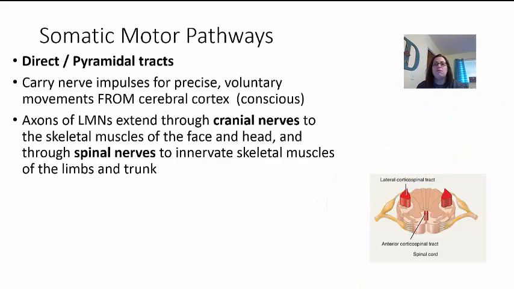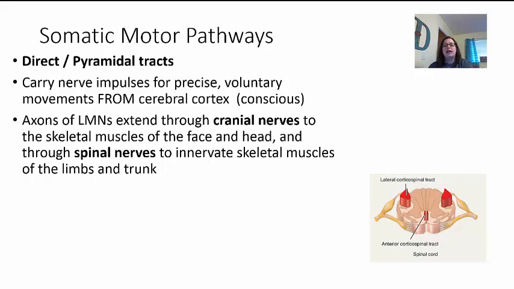Now, the motor side has two ways to get the information down to the muscle. The first way is what we call the direct tracts or pathways. These are also called the pyramidal tracts. They're going to travel through those pyramids that we talked about earlier in chapter 14. They're going to carry nerve impulses for more precise voluntary movement from the cerebral cortex. So this is going to be a conscious awareness that you are telling your body to move in a certain way.